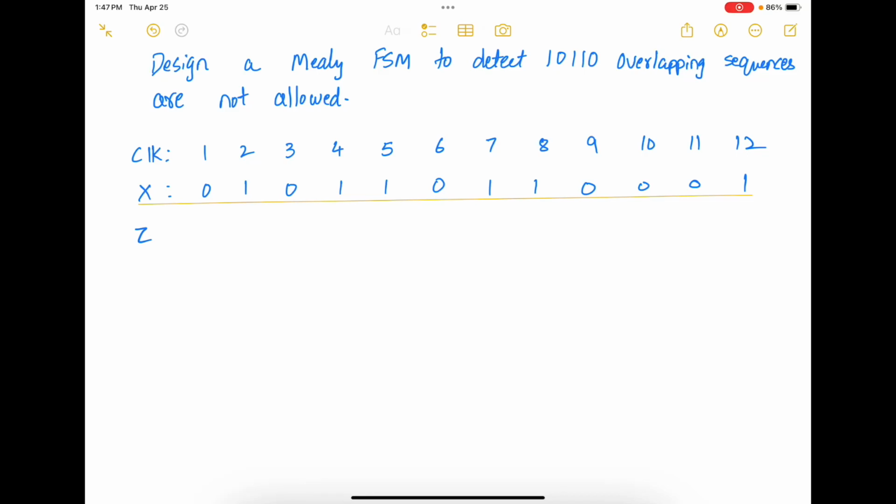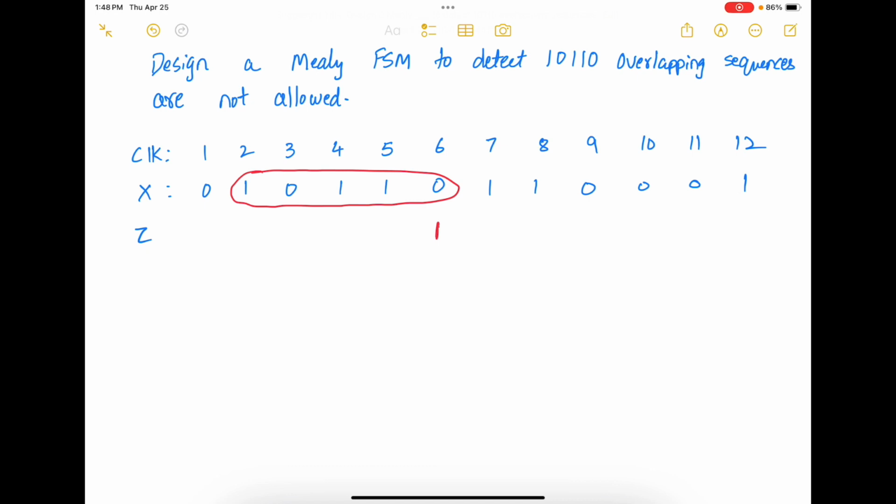Let's take another problem on Mealy FSM. This time we want to detect the sequence 10110. Again, overlapping sequences are not allowed. So the first instance where you get the sequence 10110 is this one here. So your output is asserted in cycle 6. There are no other places where you have 10110, so your output remains 0 for all the other combinations.